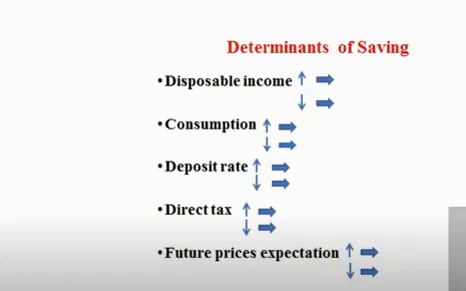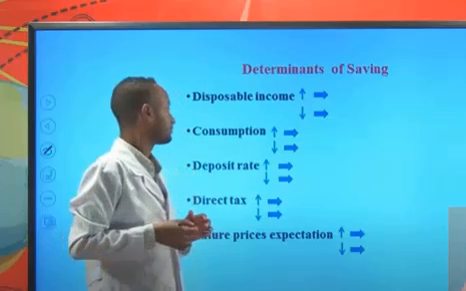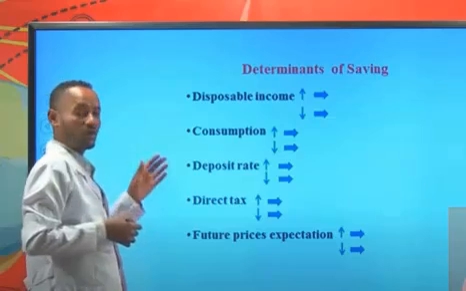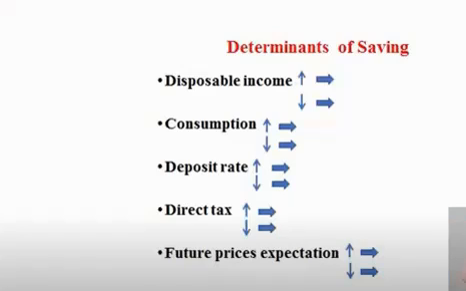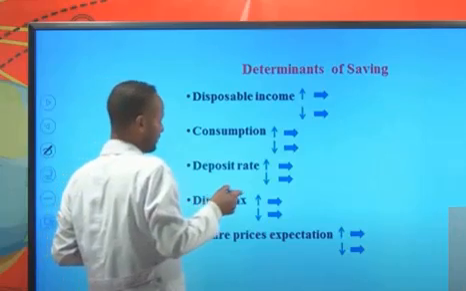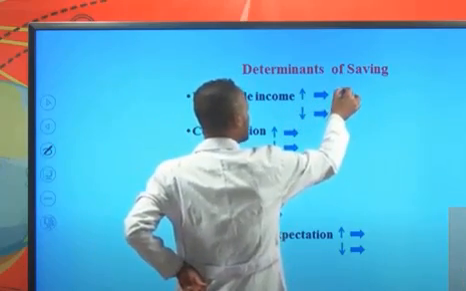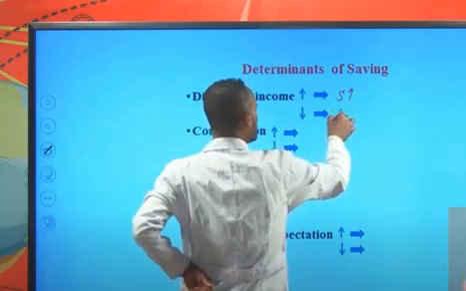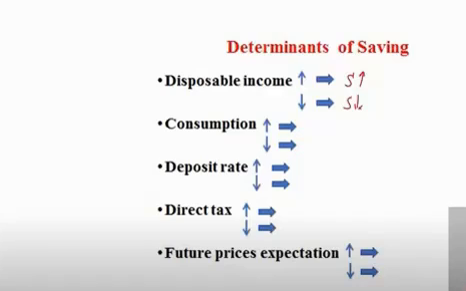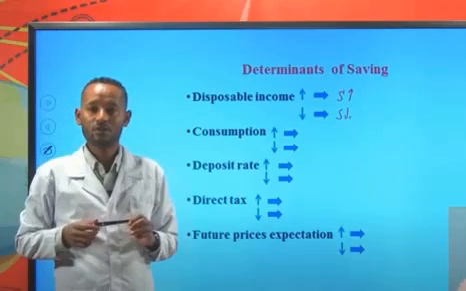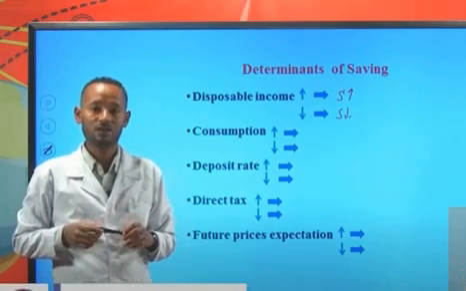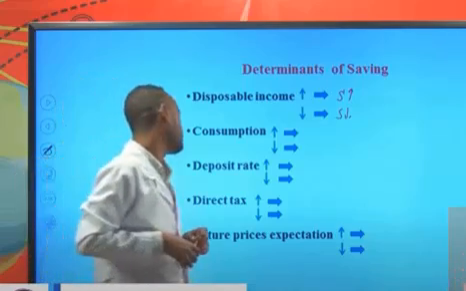Now let's see the determinants of saving. These are factors that make the level of saving of a household higher or lower. Or these are factors that increase or decrease the level of saving of households. The first determinant is disposable income. With an increase in disposable income, the level of saving of the household will also increase, and with a decline in disposable income, the level of saving of the household will decline. So, other things remaining unchanged, there is a direct relationship between disposable income and the changes in the direction of saving of households.